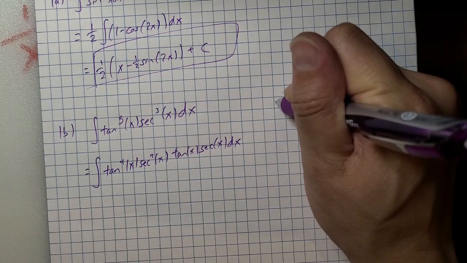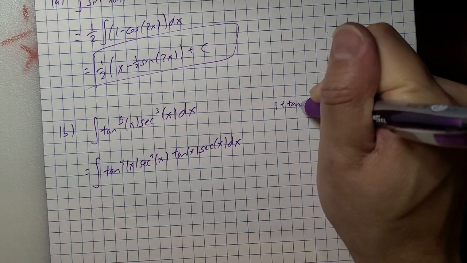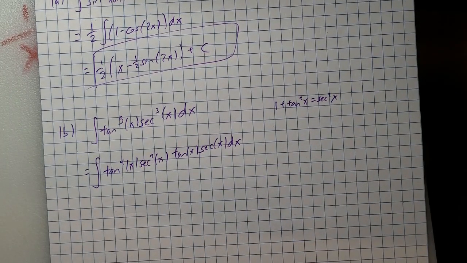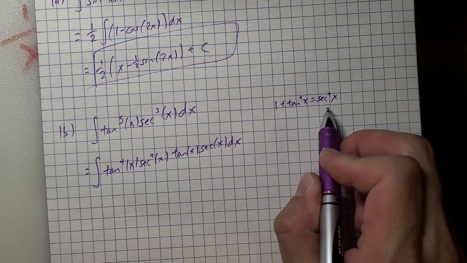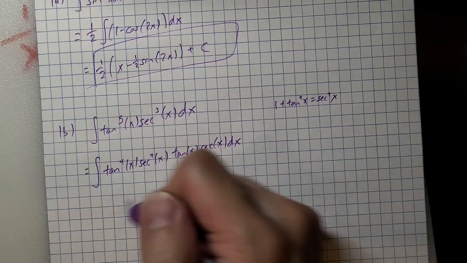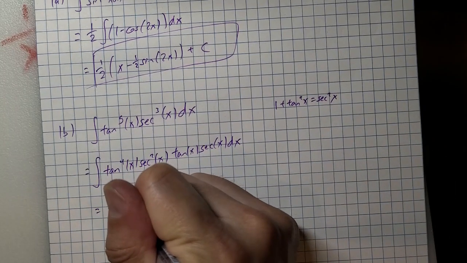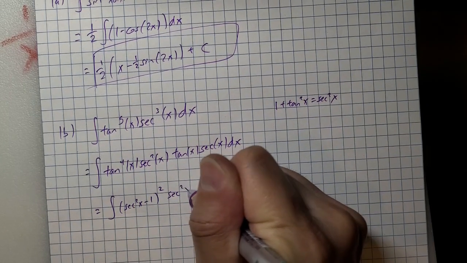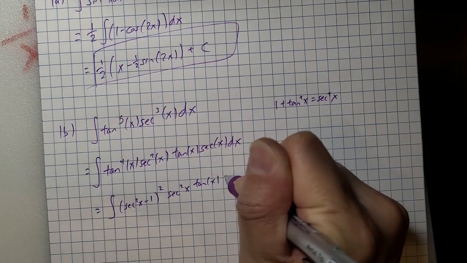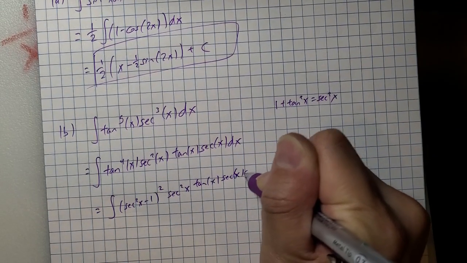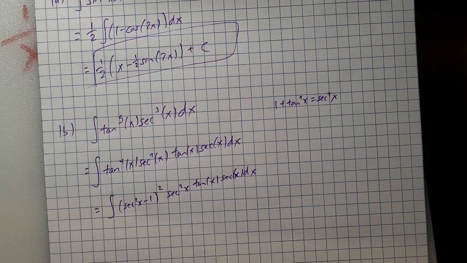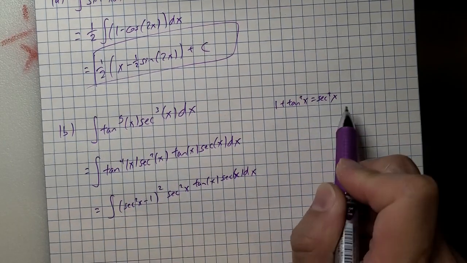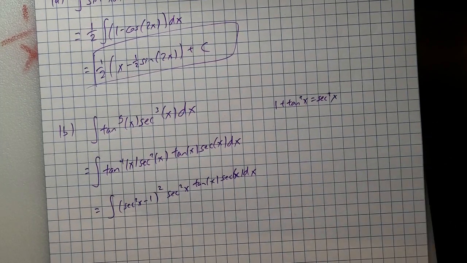We can use the identity 1 plus tangent squared x is secant squared x. So tangent squared is secant squared minus 1. So we can say it's secant squared x minus 1, squared, times secant squared x, tangent x secant x dx. Okay, so we change this tangent to the 4th to secant squared minus 1 quantity squared, because that's the same.